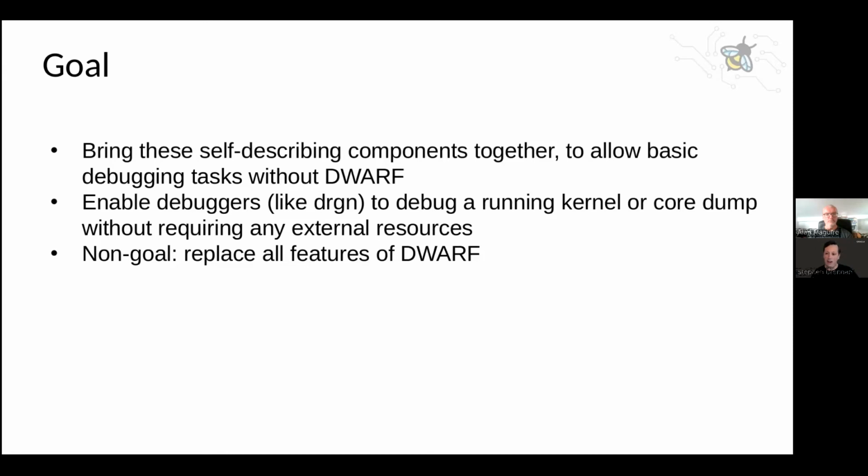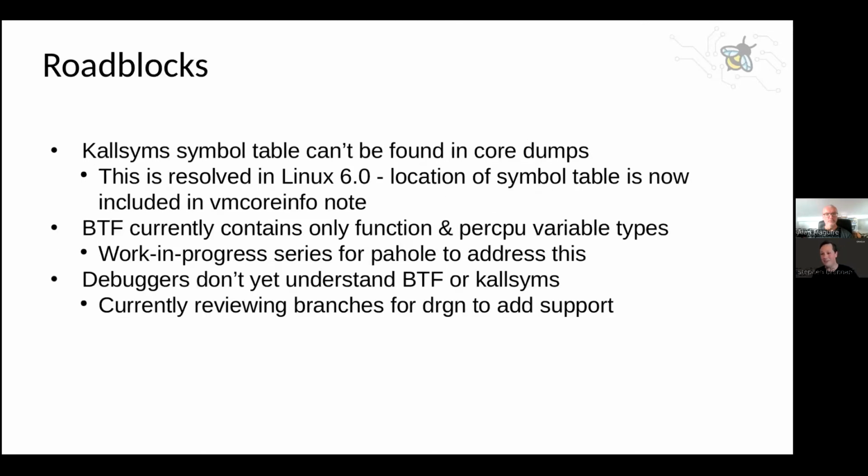But of course, we're not trying to replace all features of DWARF. There's a lot of really detailed, really good data that DWARF can give you, like source code mapping, and the kernel just doesn't have space for all of that. So these are just the core features we need. The steps to get this all working, we've got at least three work streams going on.